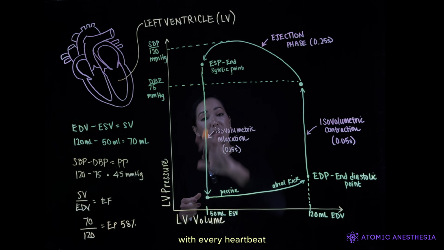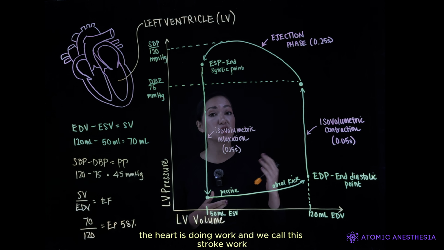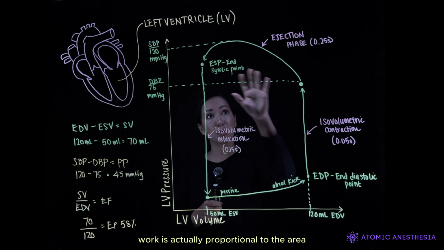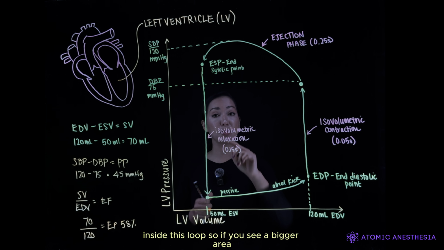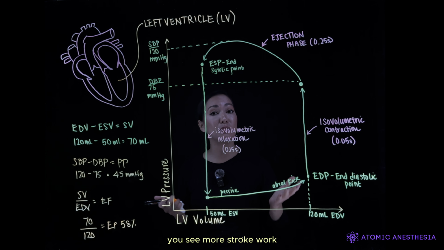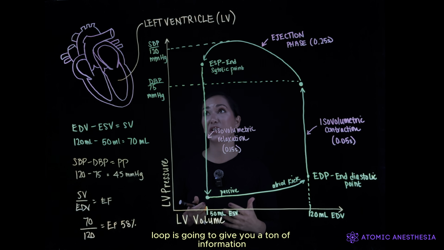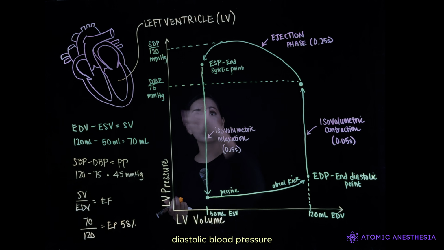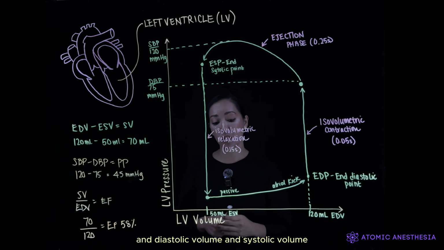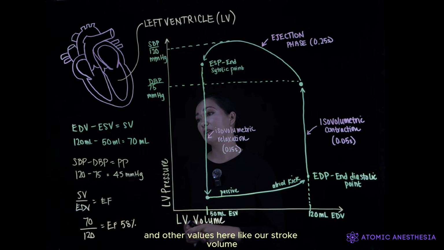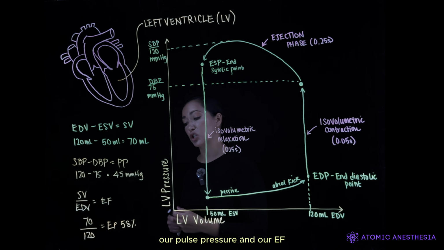With every heartbeat, the heart is doing work, and we call this stroke work. And the stroke work is proportional to the area inside this loop. So if you see a bigger area, you see more stroke work. The cardiac pressure volume loop is going to give you a ton of information about the systolic blood pressure, diastolic blood pressure, diastolic volume, and systolic volume, and other values like our stroke volume, our pulse pressure, and our EF.